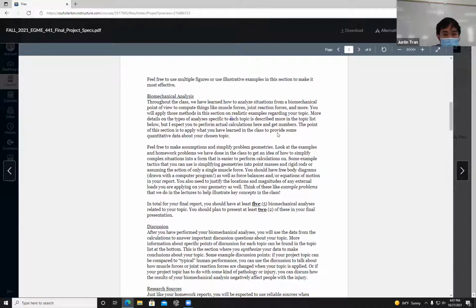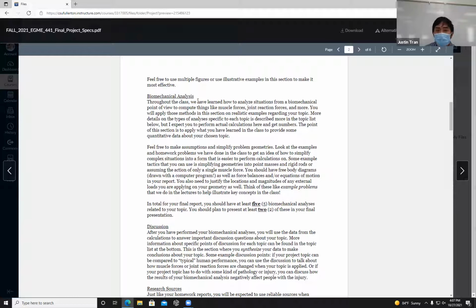The second section is going to be the meat of your project, and that's the biomechanical analysis. I wanted this project to be more than just a book report. I don't want you to just go through the literature or some articles and summarize them for me. I want you to actually apply some of the methods that we've learned in this class, things like static analysis, and we'll go over dynamic analysis here, to actually analyze some of the examples you're looking at.